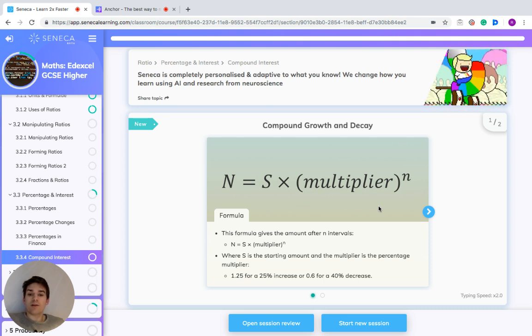Think about the multiplier, you just need to be careful. If you're doing a decrease, so say you've got a 40% decrease, that would be 0.6 as your multiplier, because 100% take away 40% gives you 60%, which as a decimal is 0.6.